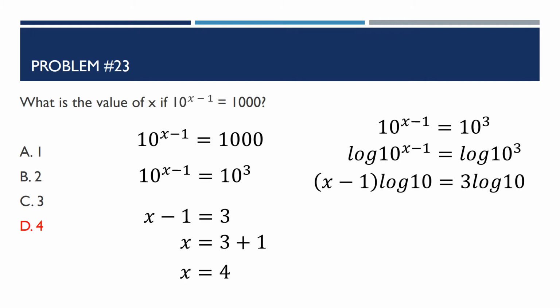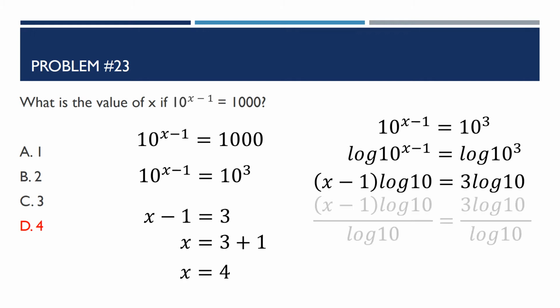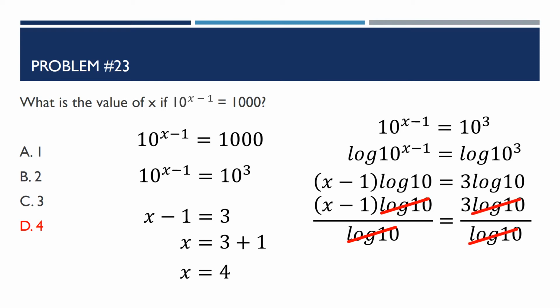And the cube now in 10 will be put at the side, which is 3 log 10. And then next, we can divide both by log 10 so that we can cancel it. And what's left is x minus 1 equals 3. So the same procedure, transpose negative 1, it becomes 3 plus 1, and 3 plus 1 is 4. So it's the same answer.